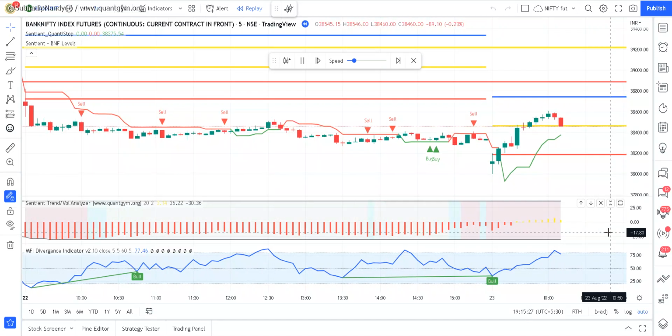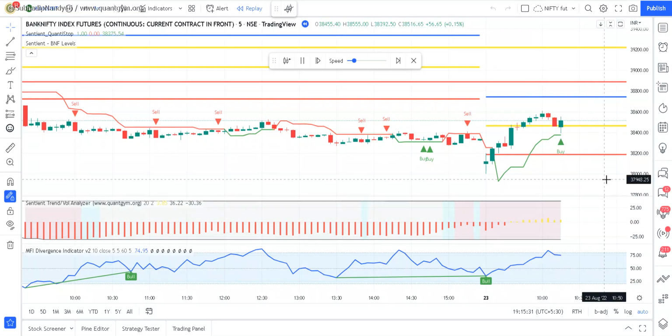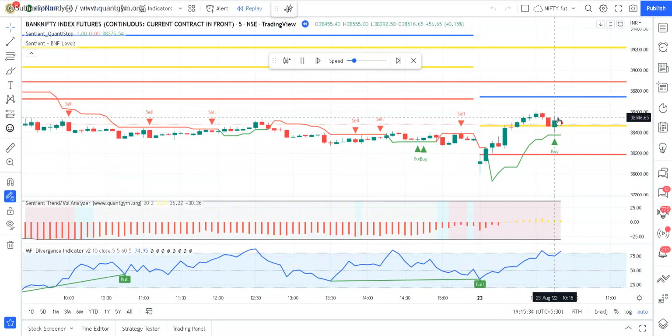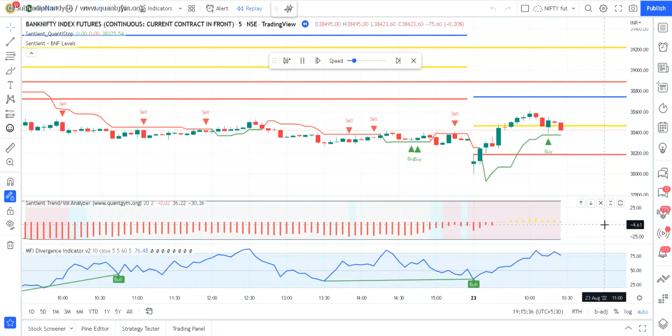So Bank Nifty is progressing. You don't have a signal as such. Now this has turned yellow, so you can take buy sell both signals, whichever way it comes. So this is your buy signal. You need to buy above this high. Let us see. It doesn't go above that high.